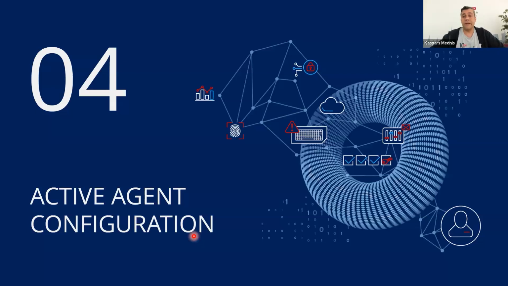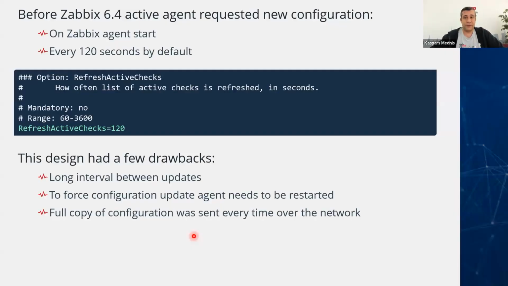And the last thing: we have a server, we have a proxy, and then we have an active agent. We did the same with the active agent. Previously, the active agent was updating configuration every 2 minutes, and it was also a full config update, which means if you have a lot of active agents, you have a lot of excess traffic. And also a big delay, 2 minutes, right? So sometimes you need to wait for a very long time.